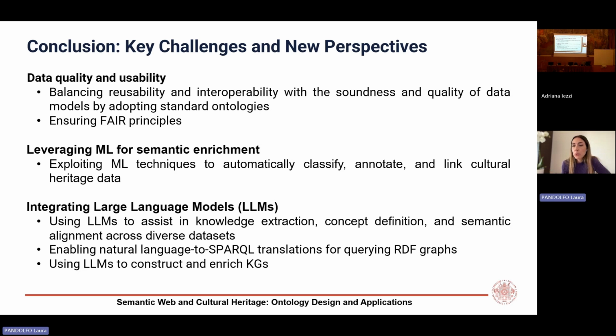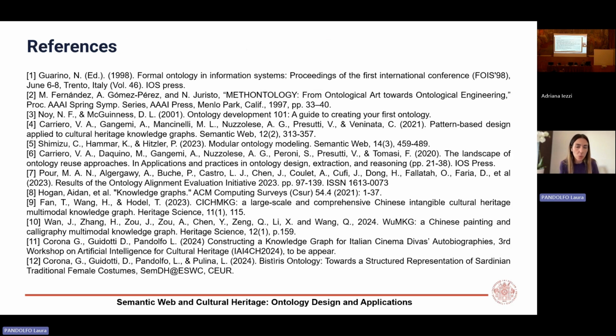Machine learning can help, for example, to automate tasks such as classification, annotation, linking, while large language models bring added value by assisting in knowledge extraction, concept definition, constructing knowledge graphs, and also in the query answering task. It should be very useful. In conclusion, combining both symbolic and sub-symbolic AI offers new opportunities and new perspectives for advancing research in the cultural heritage domain and the semantic web in general.